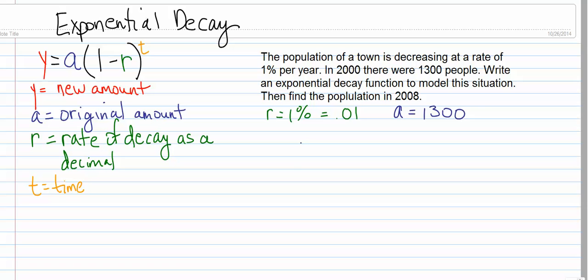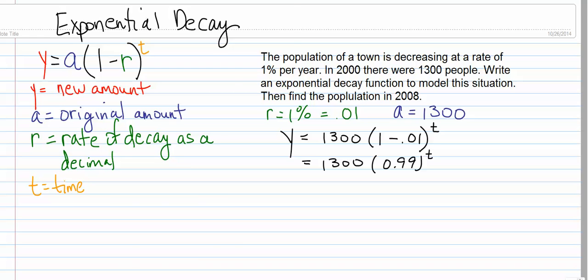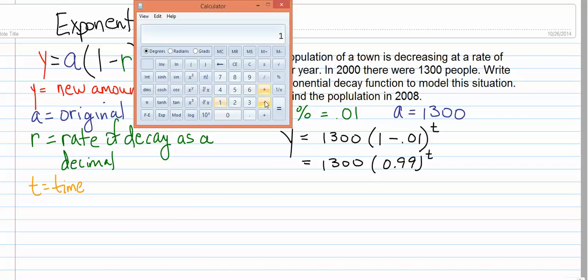So that first part that they want us to do is fill in what we know into our equation. Y equals 1,300 times 1 minus 100th to the t power. 1 minus 100th is 0.99 to the t power. And all I did in my head was take 1 minus 100th and get 99 hundredths. Okay, so there's the equation.